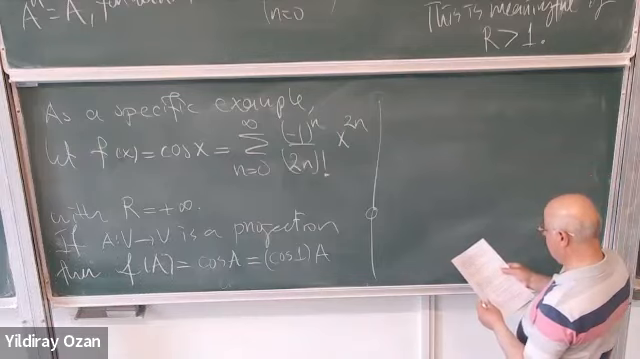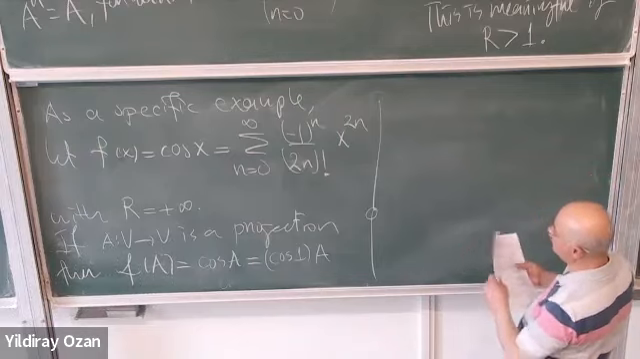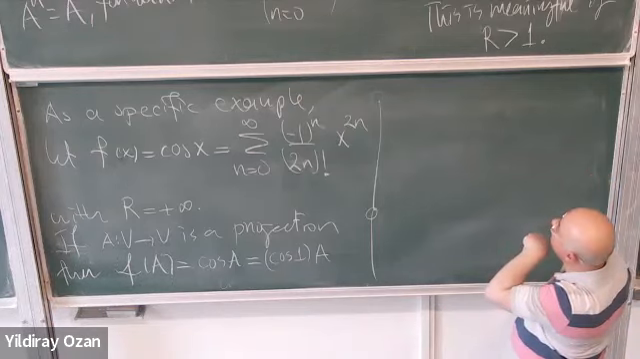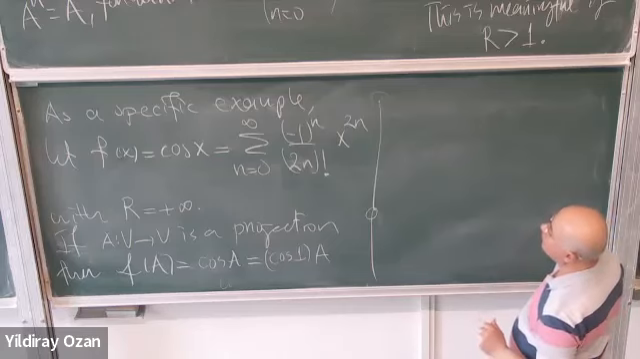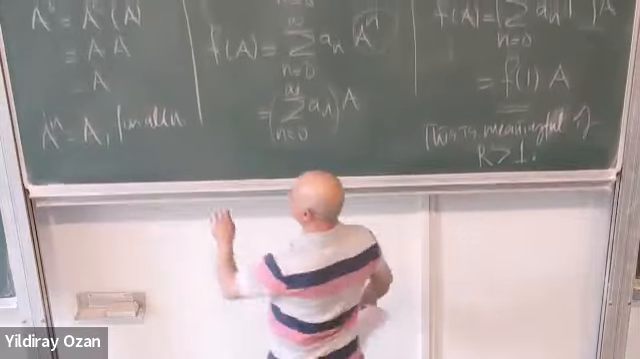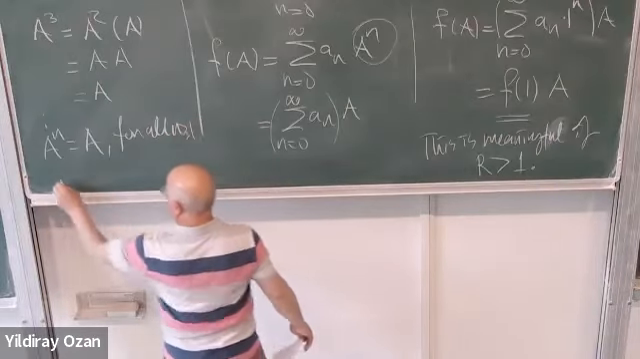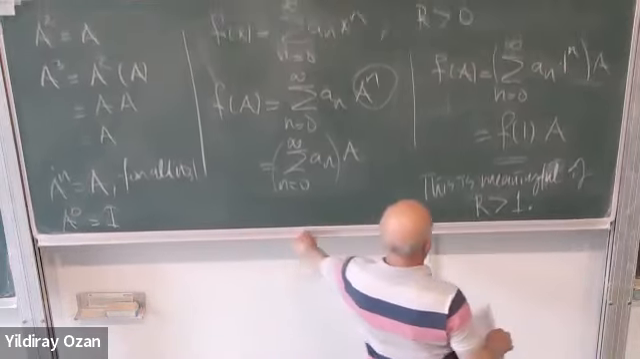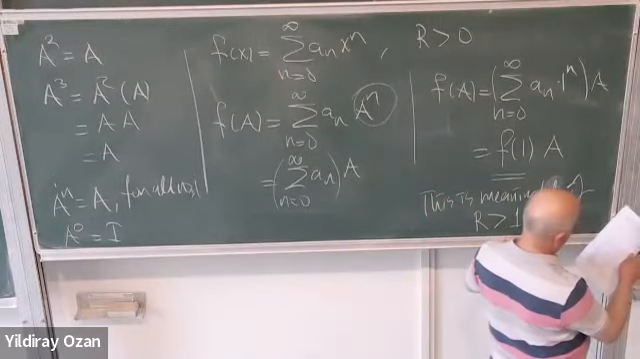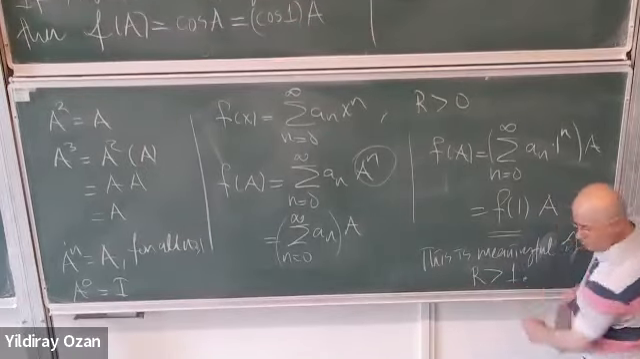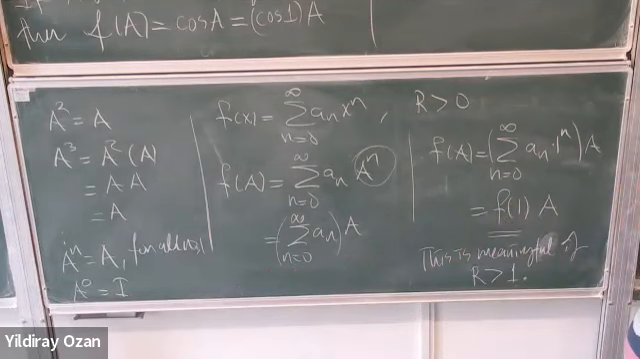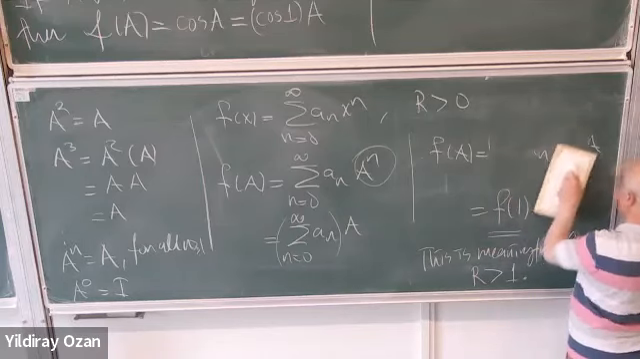Pardon, we need to be a little careful here. A to the zeroth power is not A. A to the zeroth power is the identity. So one has to be careful here, and we can just correct this.